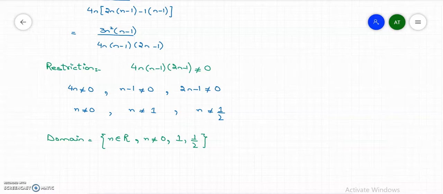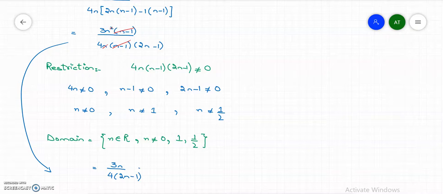Now let me write down the simplified form of this expression. After cancelling the like factors, n minus 1 and n minus 1 and this n, we are left with the simplified expression. We are left with 3n in the numerator, and in the denominator it would be 4 into 2n minus 1. So that is the simplified form of the first rational expression.